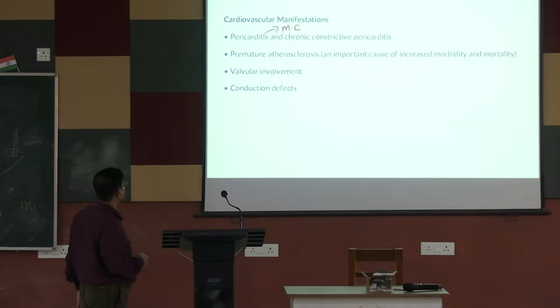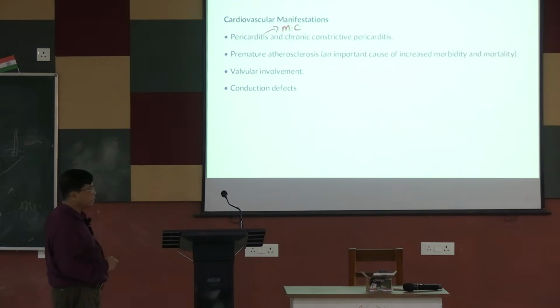Cardiovascular manifestations: there is pericarditis and chronic constrictive pericarditis, and pericardial effusion I have already told you. There may be valvular involvement and conduction defects also. These are the cardiac involvements that can occur in a rheumatoid arthritis patient. But cardiac involvement can also occur in rheumatic fever. I have told you not to confuse these two diseases. Rheumatic fever also causes valvular heart disease. That is very common in rheumatic fever, but rheumatoid arthritis heart disease is not common, though it can occur.